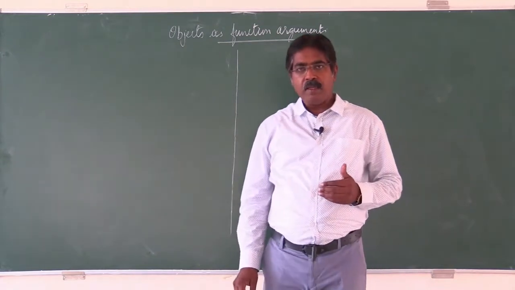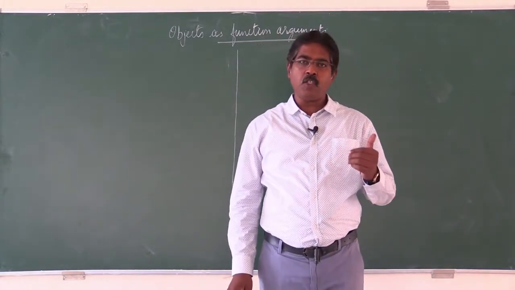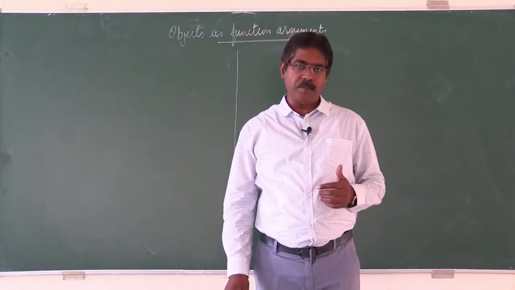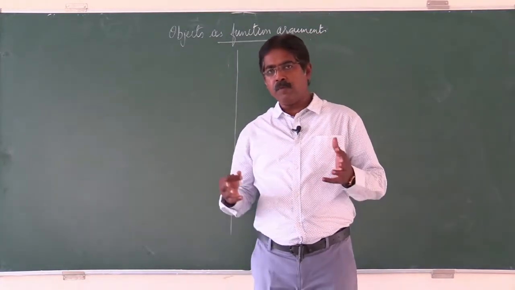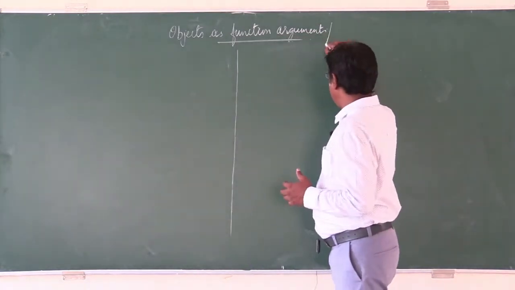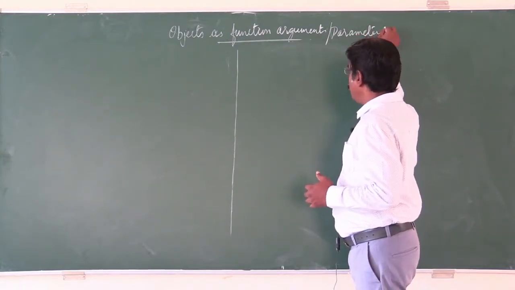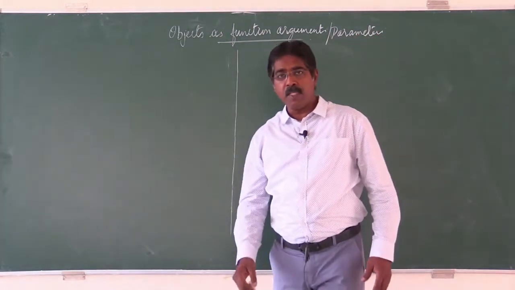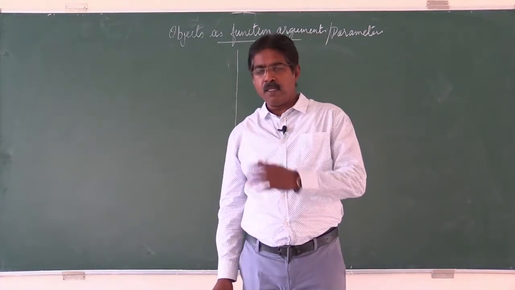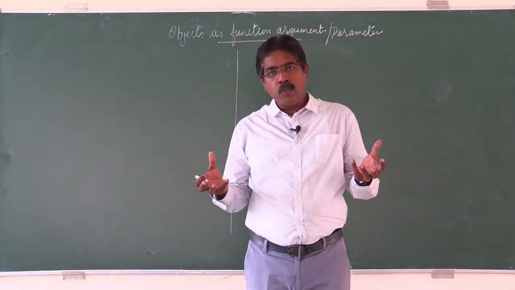Arguments, when you say, it may be an actual argument or a formal argument. So two arguments are there. Arguments are also called parameters. So there are two types of parameters or arguments. One is actual, the other is formal. So two concepts we have.